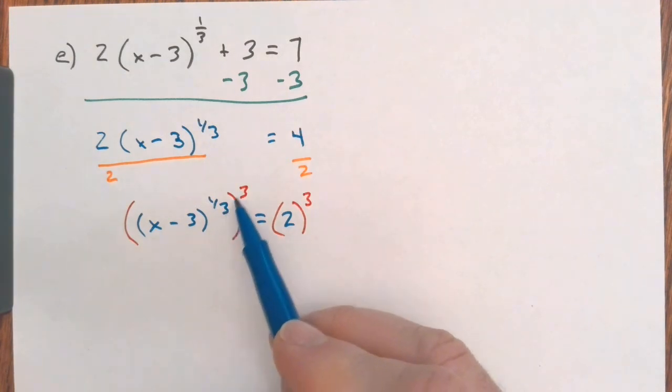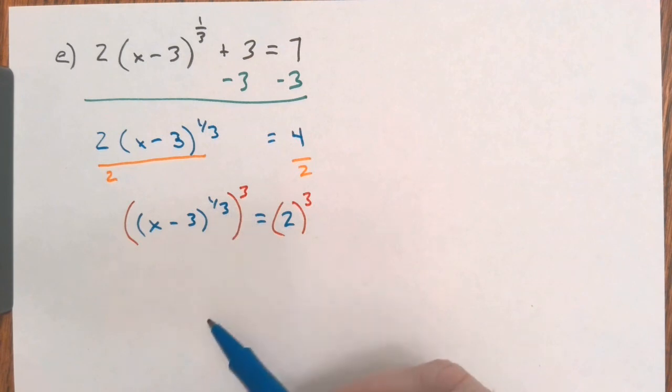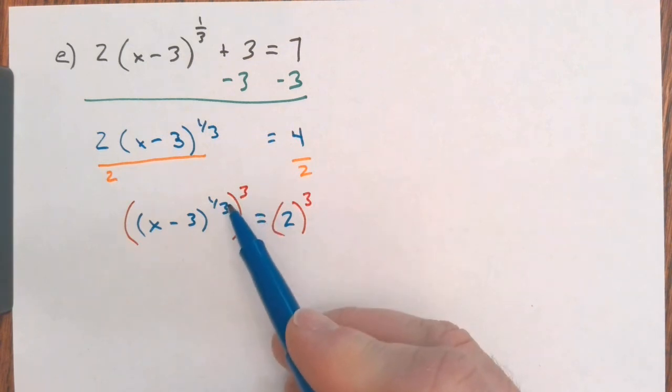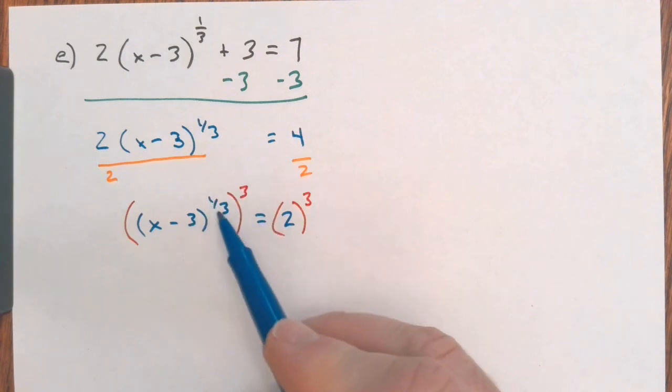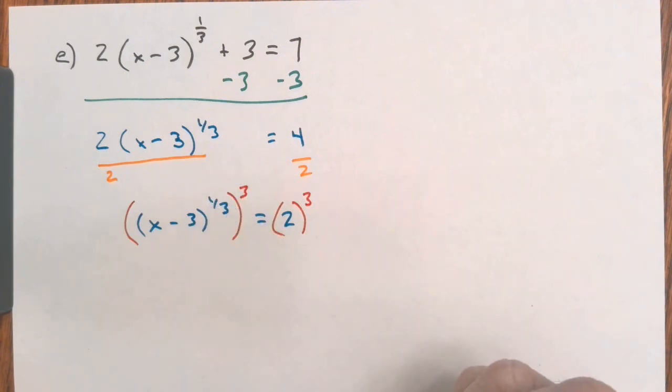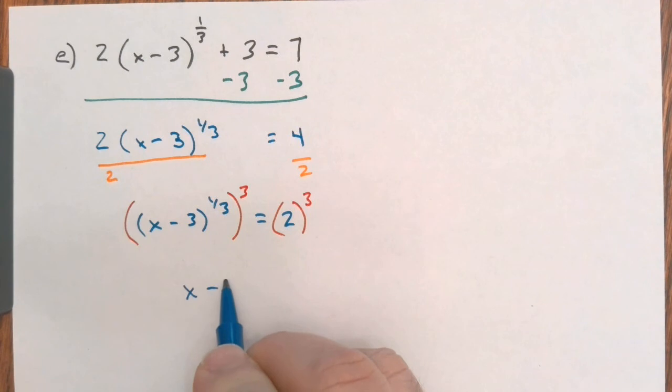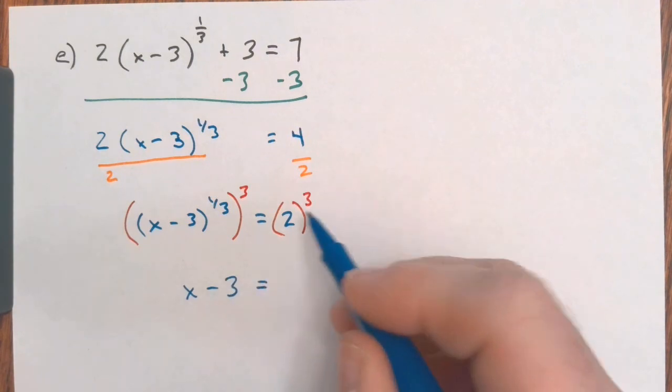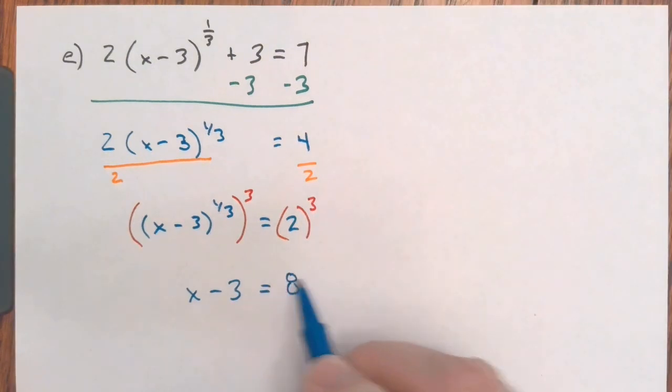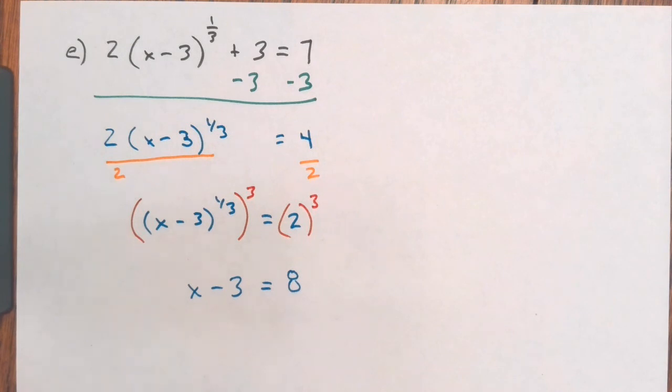On the left we have a power to a power, and 1/3 times 3 just gives us 1. I knew that already because these are reciprocals, and whenever you multiply reciprocals together, you get 1 for an answer. So on the left side we end up with x minus 3, and on the right side 2 to the 3rd power is 8. And to continue solving, getting this x by itself, we can add 3 on both sides. That would give me x is equal to 11.